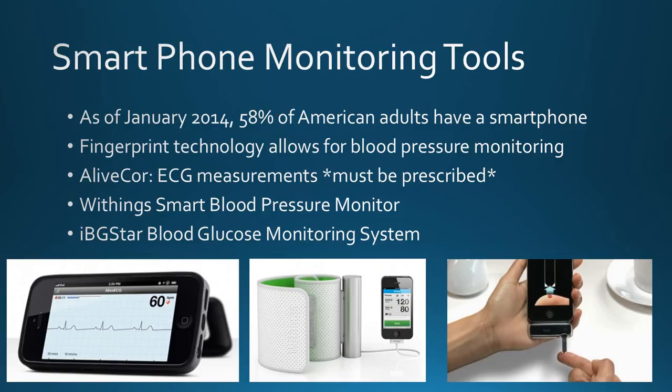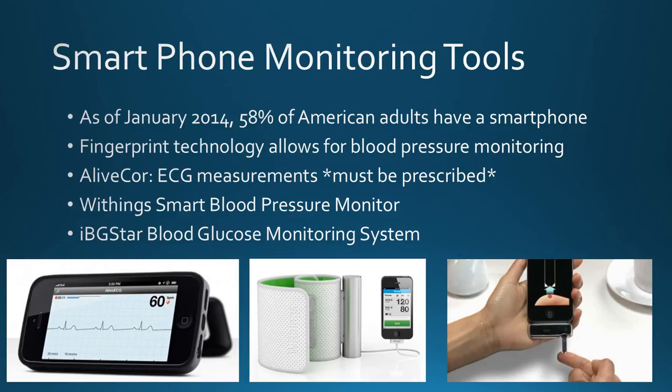And the next one in the center is a blood pressure monitor. It's the Withings Smart Blood Pressure Monitor. This one is a little bit expensive too. It costs about $130, but it seems to have fairly accurate results. You can create multiple profiles for it, and again, this one is only on the iPhone.